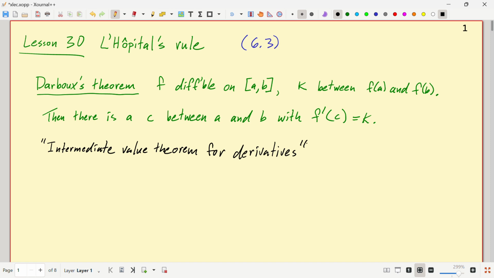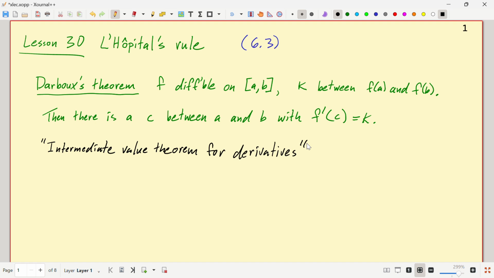Had some questions after class about how it could be that Darboux theorem holds, and how could it be that f prime is not continuous? You got to think about that for a while. I had to go back and try to remember the example that shows that there's something really different happening here than in just the plain old intermediate value theorem.